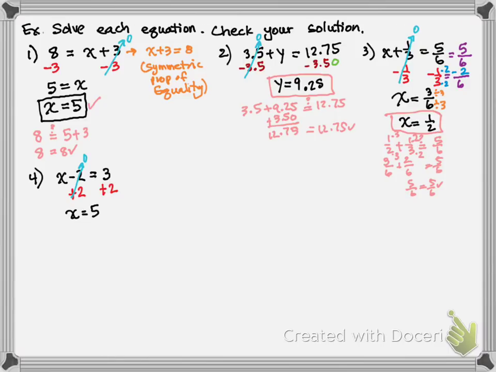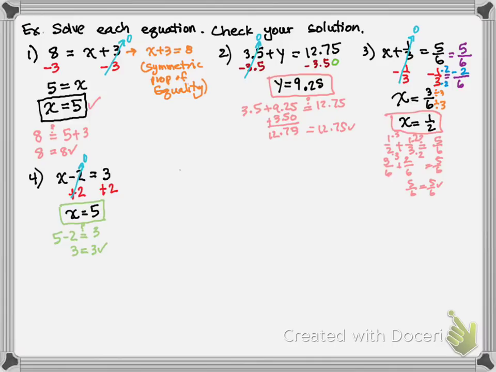So let's do our check in a different color. Let's do this weird green. So we want to check and see, is 5 take away 2, does that actually equal 3? 5 take away 2 equals 3. 3 does equal 3, so I know that x equals 5 is the correct answer. Hey, interesting, look at that. 1 and 4 have the same answer.